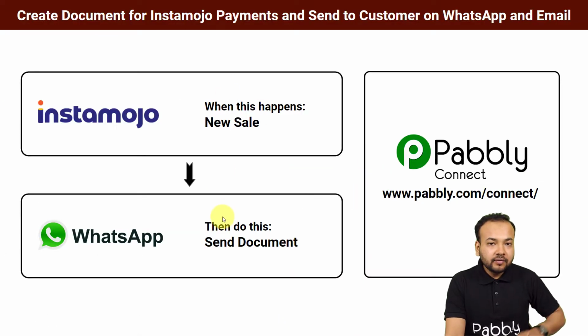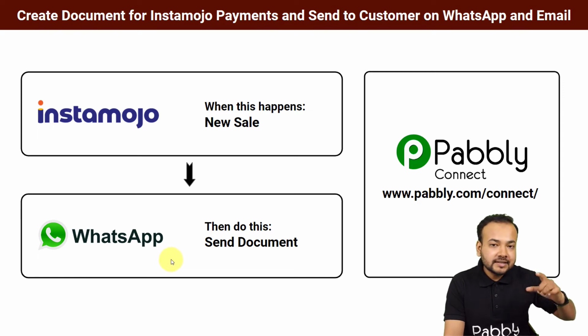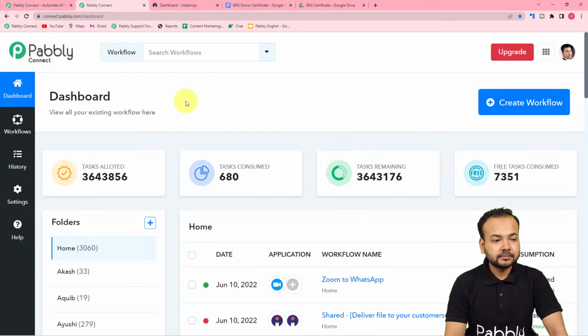So guys, this will be the flow of this automation. As and when any sale happens or any payment you receive from the Instamojo payment gateway, a document will be created automatically in the Google Docs application, and the same document will be delivered to the person who has made this payment on WhatsApp. And I am also going to show you how you can send the same document by email as well, and in place of email you can send it as an SMS as well, right? So let me show you how this is going to work and how you can also set up this automation.